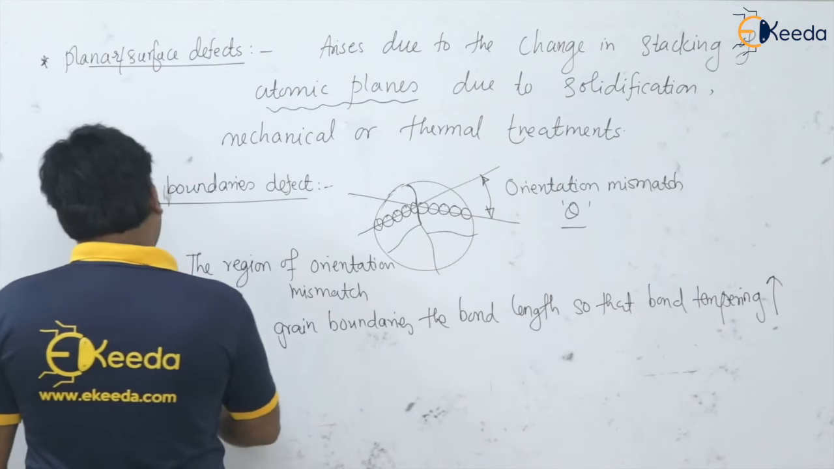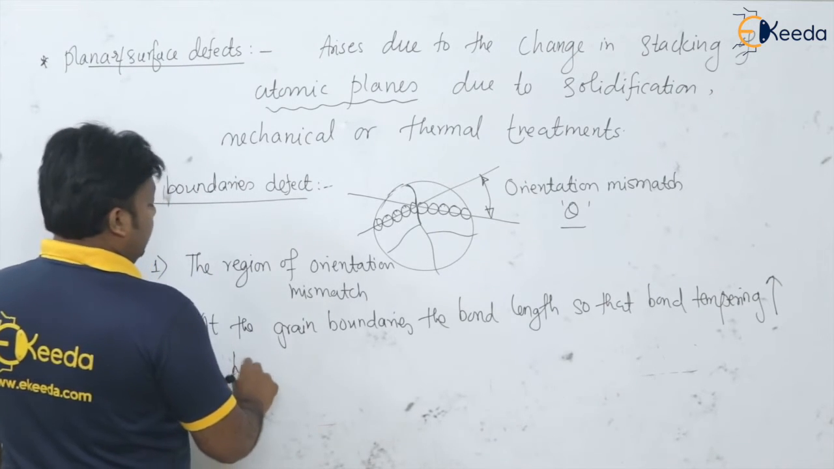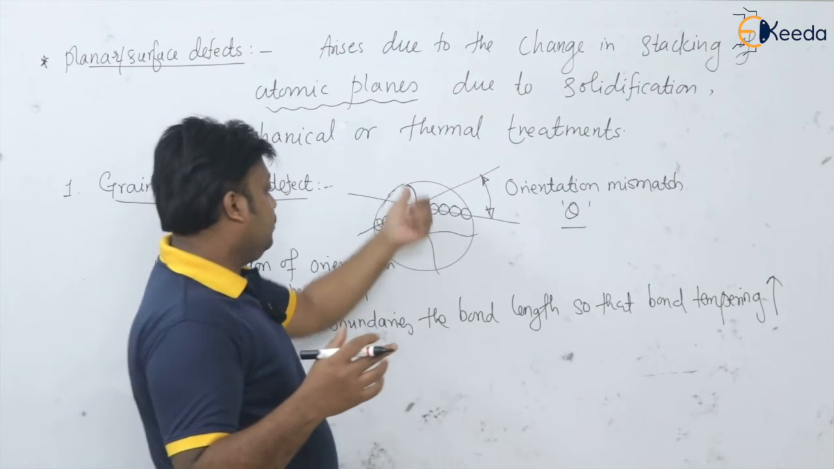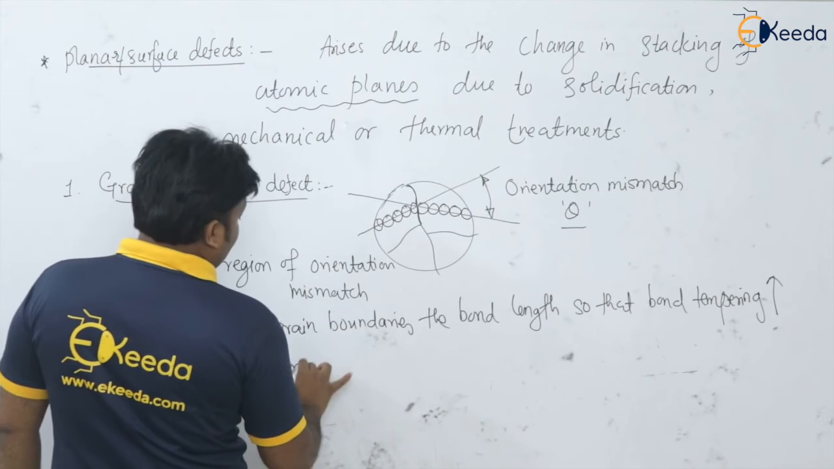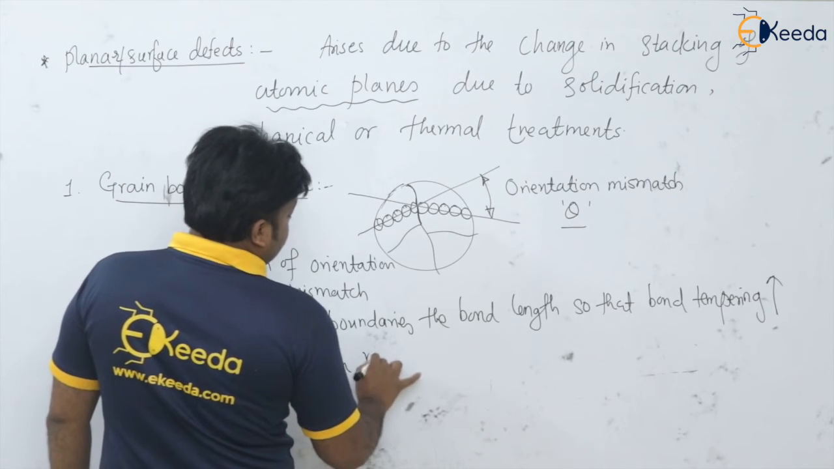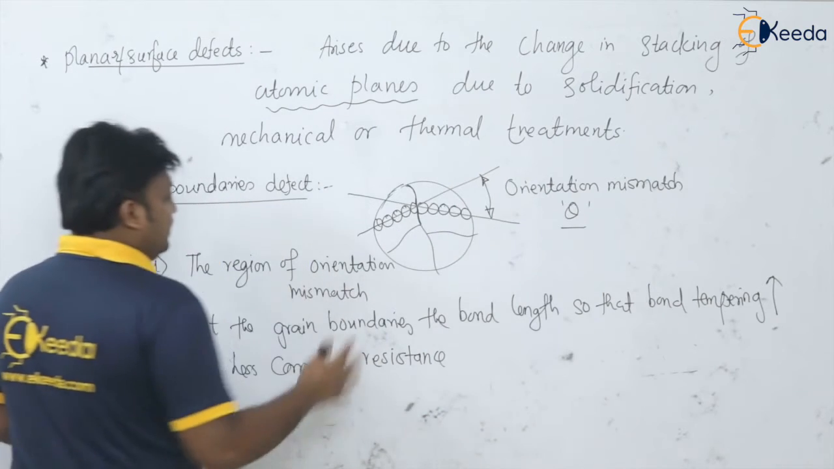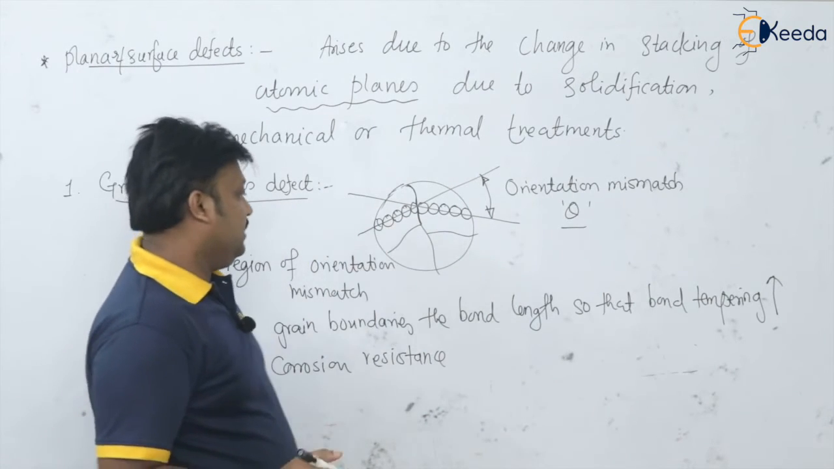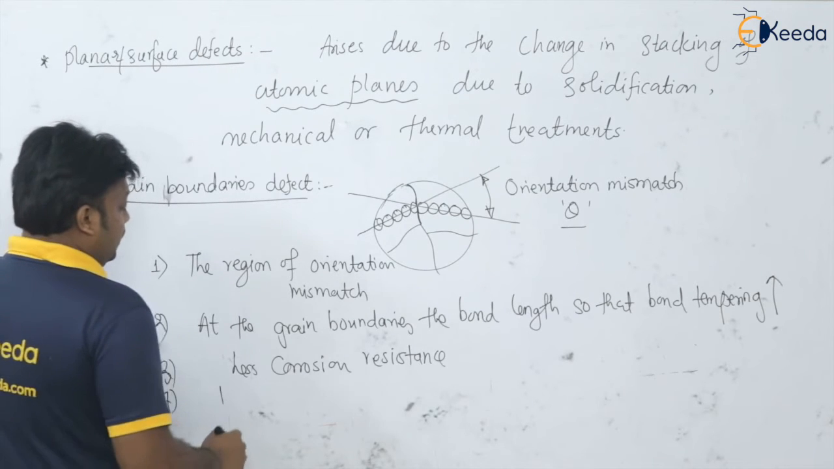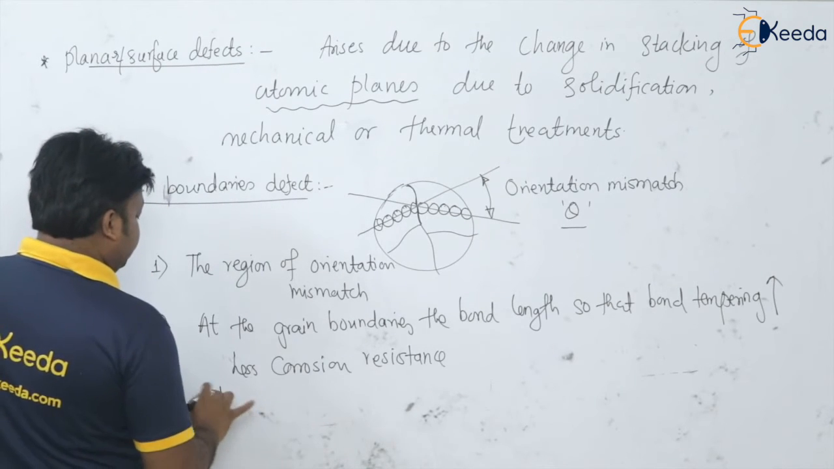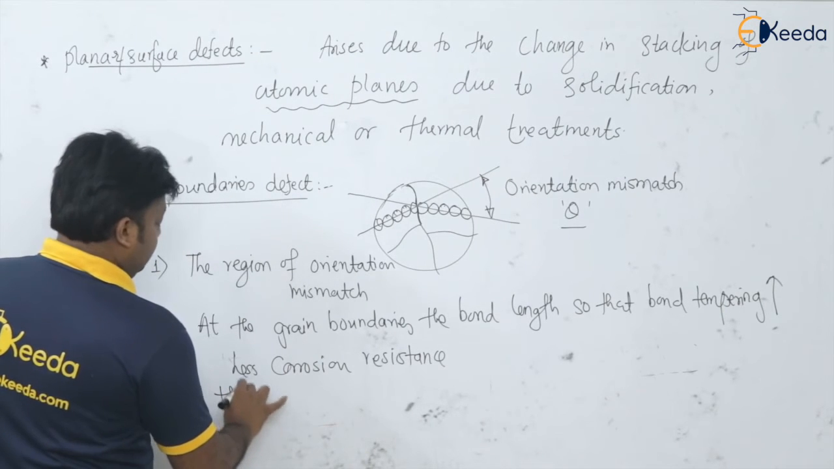And as bond tempering is more, definitely there will be what? The maximum oxygen can react on these grain boundaries. So there will be less corrosion resistance. So these things are happening because of these grain boundaries, isn't it? So the fourth thing I can mention here: the bond length is more, definitely there the energy is very high, high energy level.